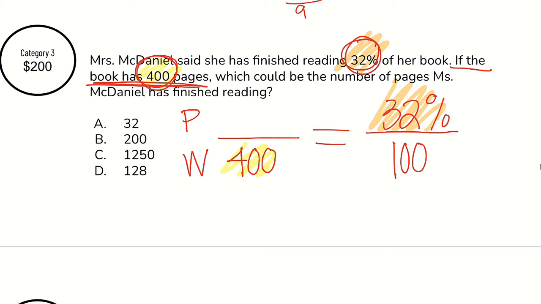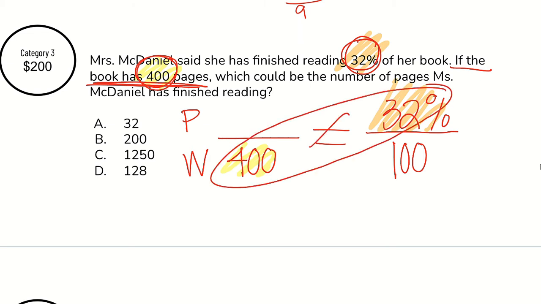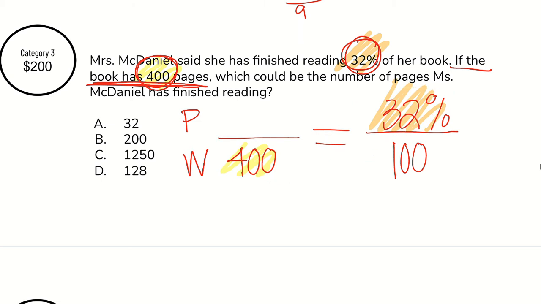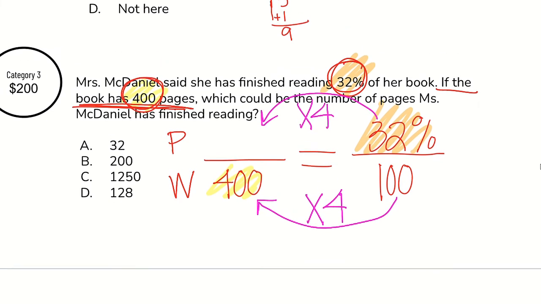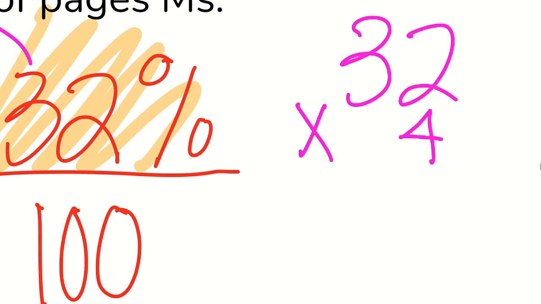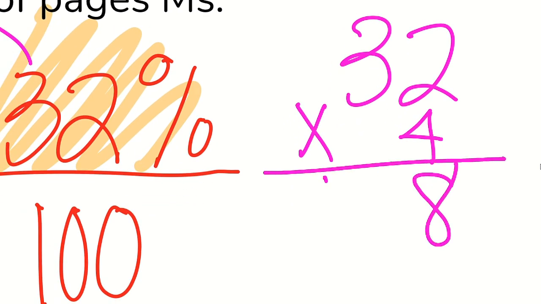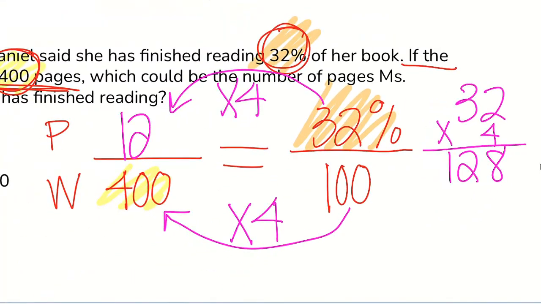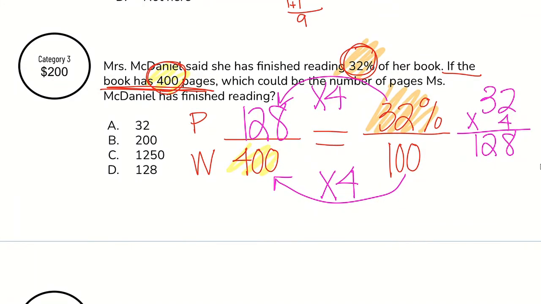Okay, so we could do the cross multiply where we multiply these two and then we would divide by 100. But this one, we could actually scale, so I'm probably going to do that. I see that I can go from 100 to 400 by multiplying by 4. But our golden rule is whatever I do on the bottom, I've got to do to the top. So multiply by 4. So I'm going to come over here, 32 times 4. I know that 4 times 2 is 8, and 4 times 3 is 12. So I know that out of the 400 pages, the part that she has read is 128.